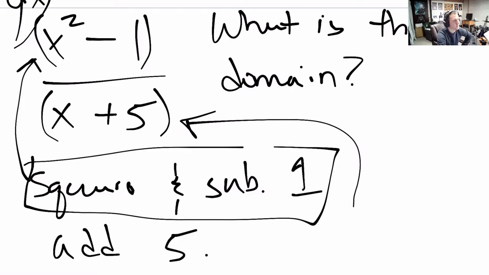Oh, perfect. Michael, perfect. What kind of numbers can you get from squaring? You can get 0, you can get any positive number. You can't get any negative numbers by squaring. So you only get positives, okay? Can you subtract 1 from a positive number? Of course. So there's no issues here. So at this point, any real number is still allowed.